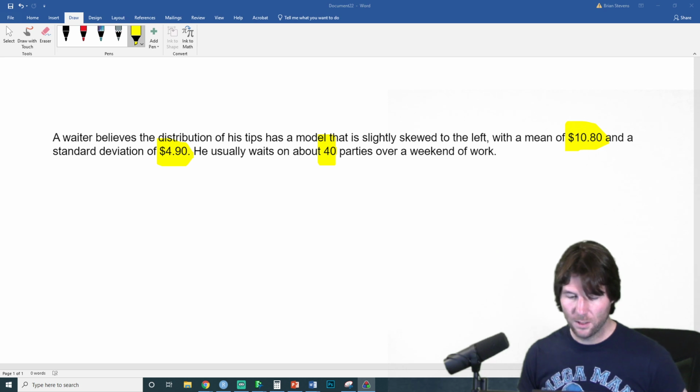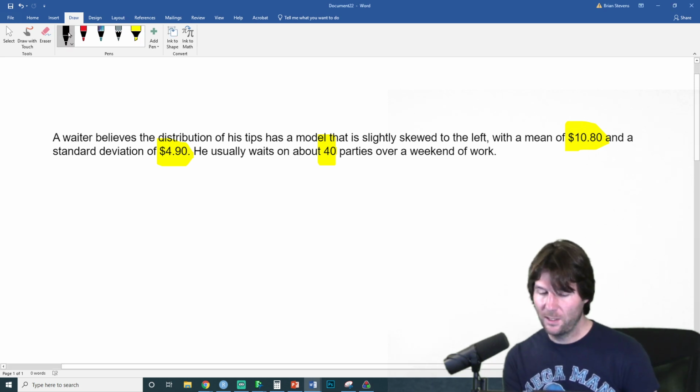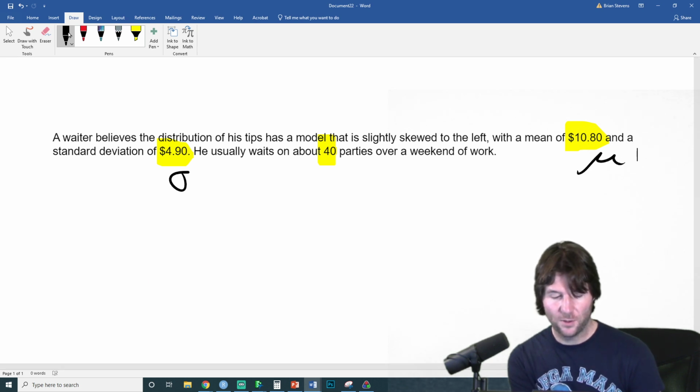And so let's take a look at this right here. Okay, so identifying the notation in this problem is key. We have right here that the mean of their tips is this, and the standard deviation of their tips is this.